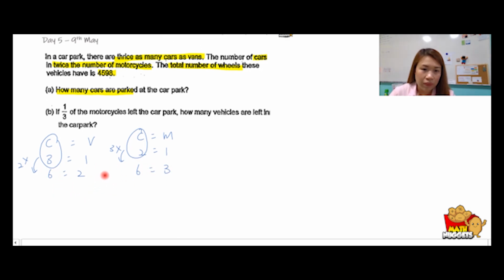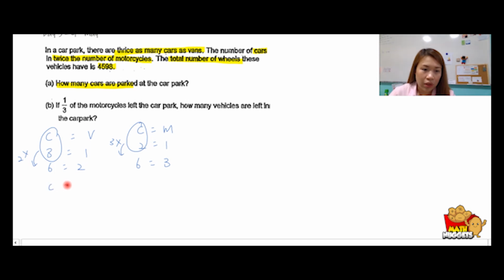Which means cars is to vans is to motorcycles would be 6 is to 2 is to 3. So this tells us that in one set there will be 6 cars, 2 vans, and 3 motorcycles.